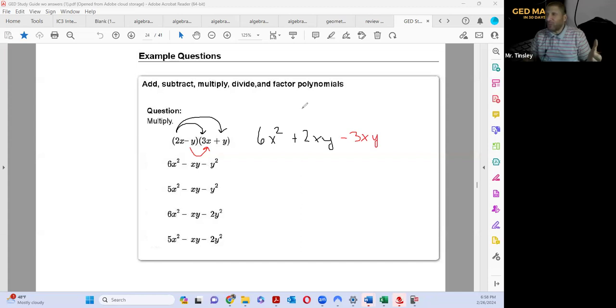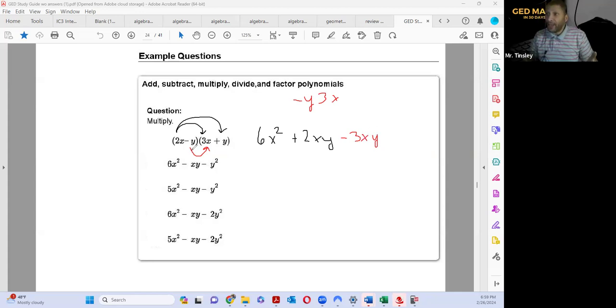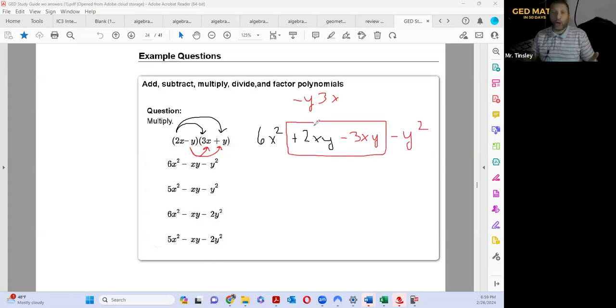Mr. Tim, what do you mean 3xy? I thought it was minus y 3x. It is. But remember, you have to put it in alphabetical order. So coefficient goes first, then alphabetical order. So minus 3xy, and then minus y times plus y is negative y squared. What you should notice, again, is that those are like terms.